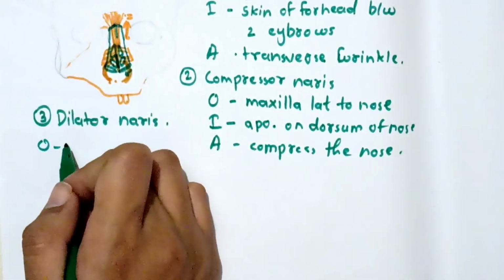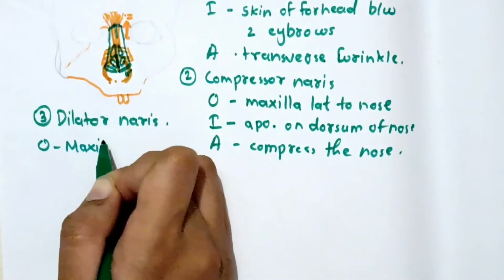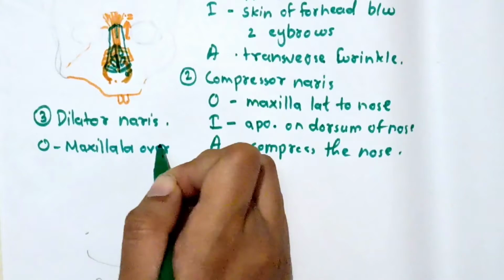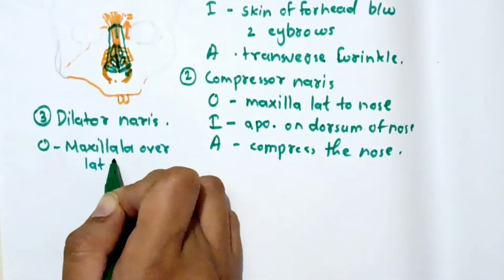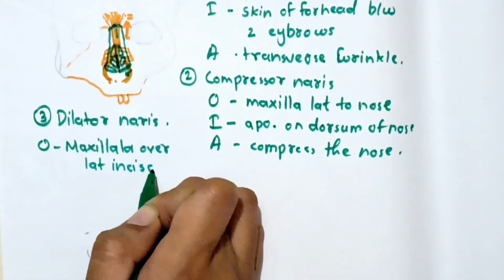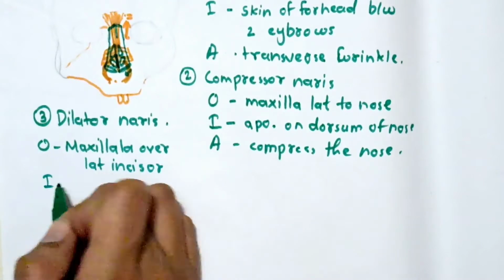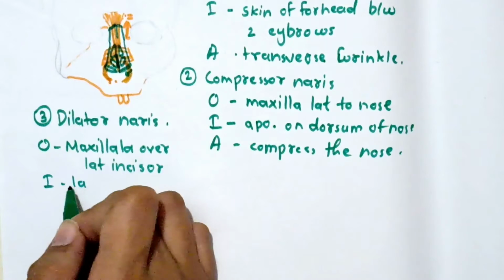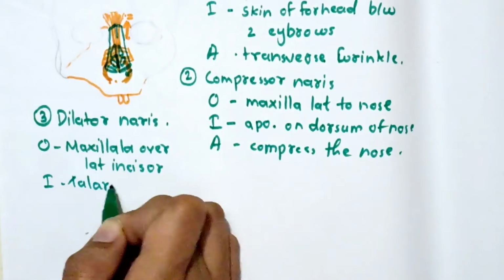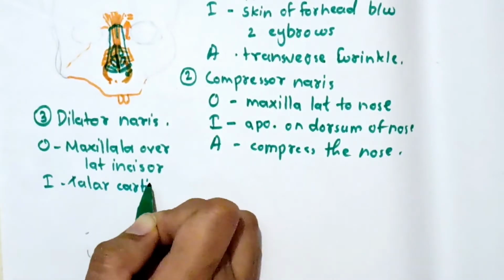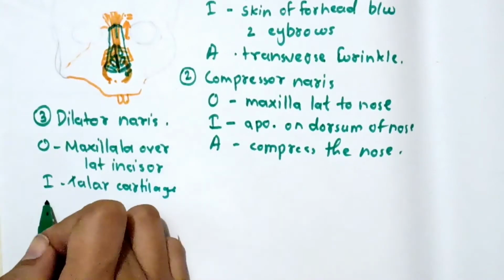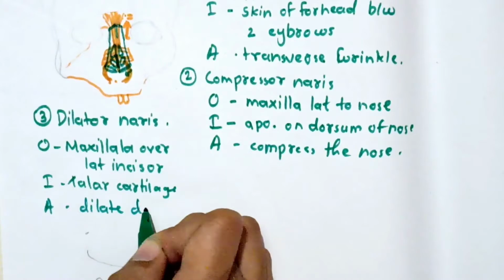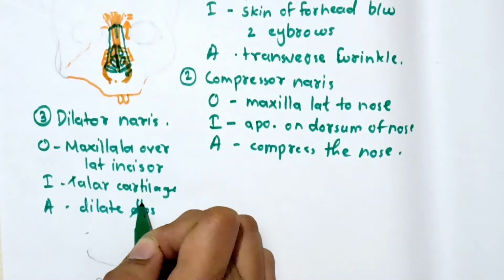Origin is on the maxilla over the lateral incisor teeth and insertion is on the alar cartilage. And action is dilate the nostril.